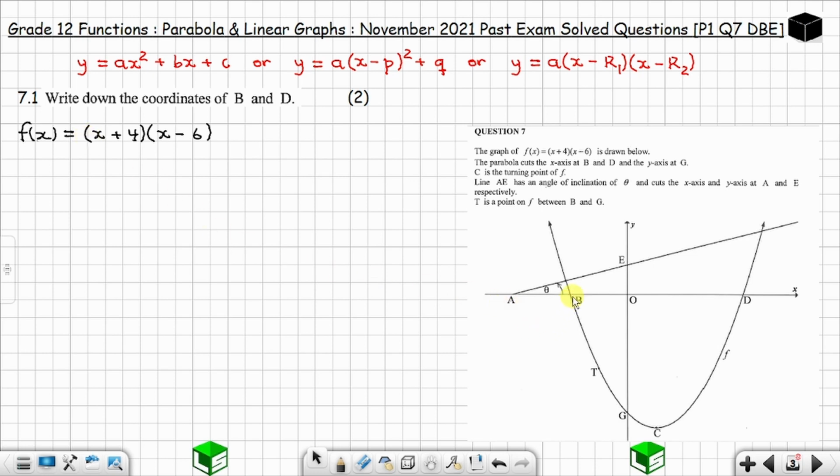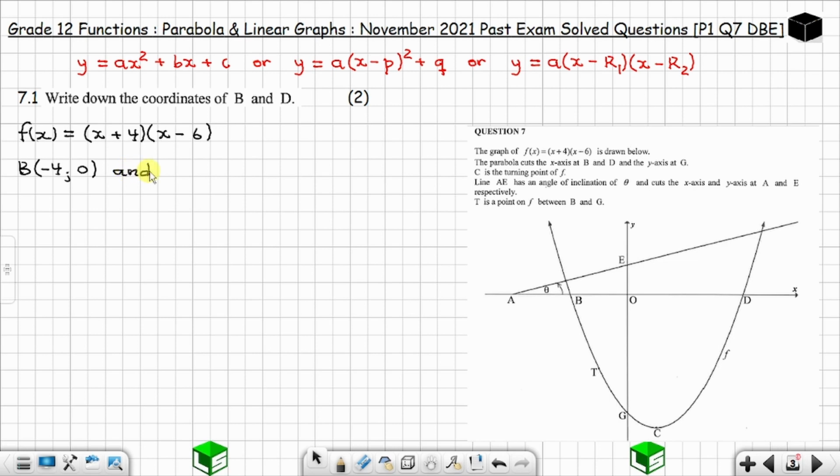The x-intercepts B and D. What are the coordinates? Because the question is to find the coordinates of B and D, and B and D are the x-intercepts of the graph. So when you solve for B, you can see that B is equal to (-4, 0). When you solve this part, you make it equal to 0 and you solve for x, you are going to find that x is -4. So the coordinates of B are (-4, 0).